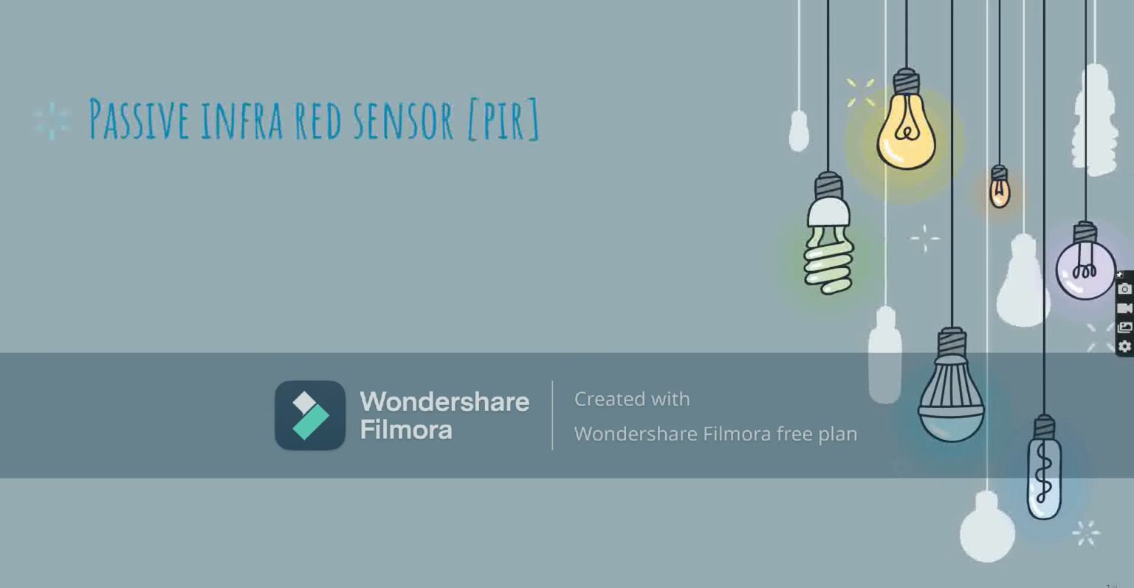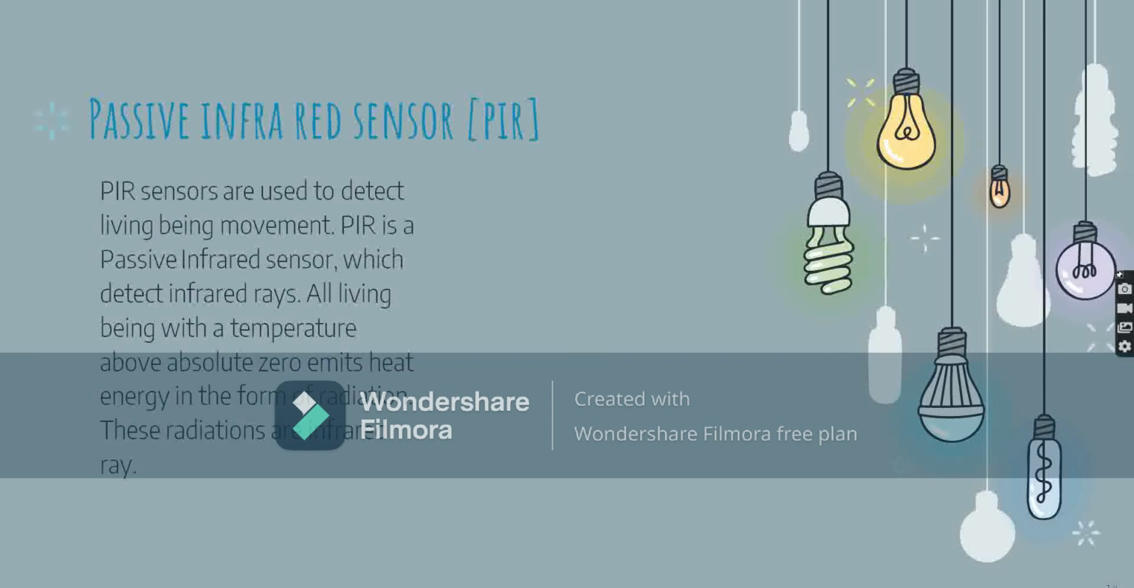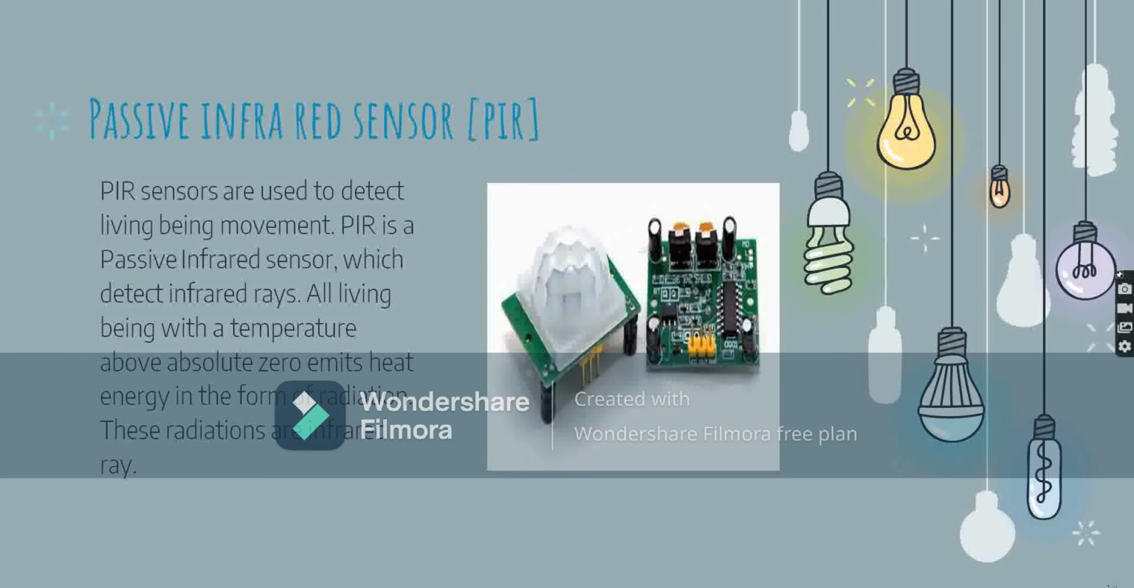Now coming to the major component, which is the sensor. Here we use the passive infrared sensor, that is the PIR sensor. Passive infrared sensors are used to detect living beings' movements. PIR is a passive infrared sensor which detects infrared rays, as all living beings with a temperature above absolute zero emit heat energy in the form of radiation. These radiations are infrared. They are captured by the passive infrared sensor and get detected, and thus we get the signal. The PIR sensor's image is also being displayed.